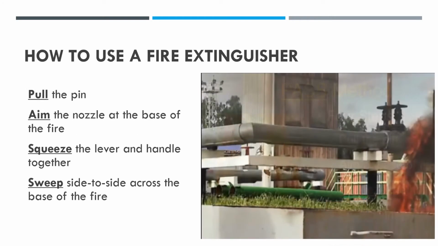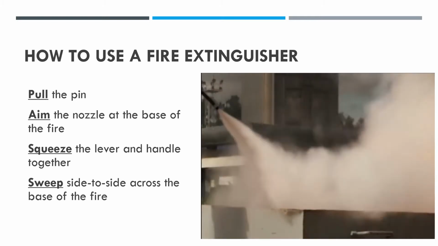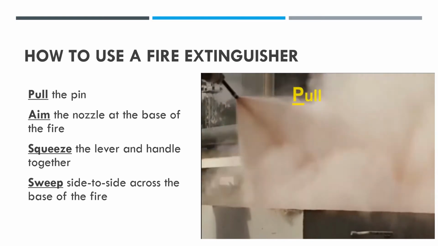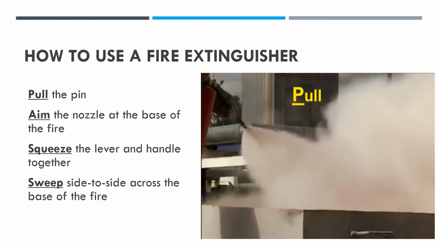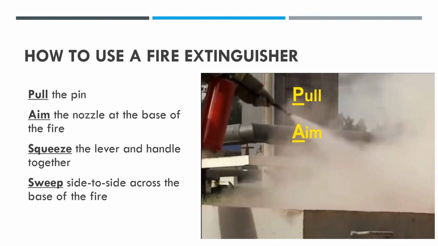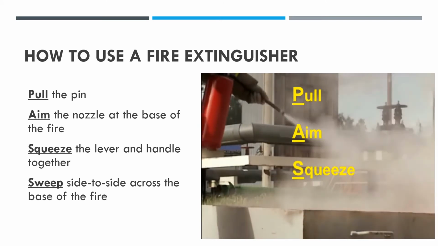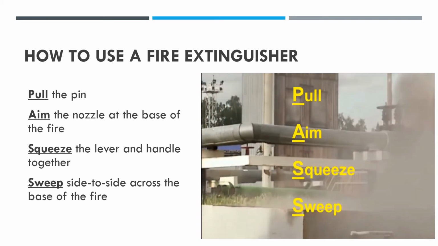One of the easiest ways to remember how to adequately use a fire extinguisher is to remember the PASS method. PASS stands for pull, aim, squeeze, sweep. Pull the pin, aim at the base of the fire, squeeze the trigger, and sweep the nozzle back and forth.